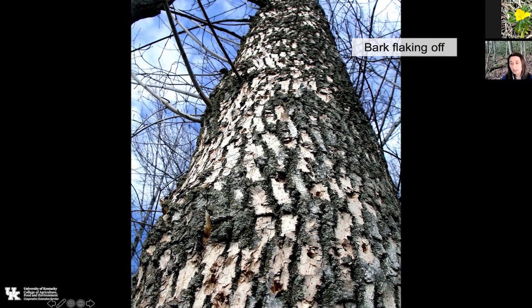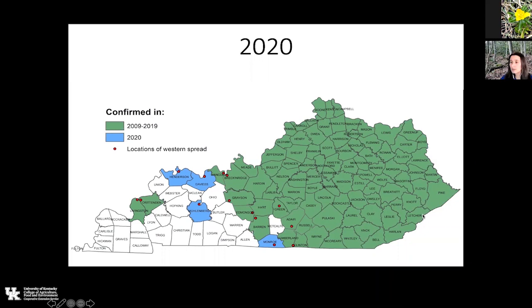So where are we with emerald ash borer right now? You can see it's really in most of the state. It's an invasive insect that was first introduced to the Michigan area in probably the early 2000s. And it's spread down and it's spreading through our state right now.